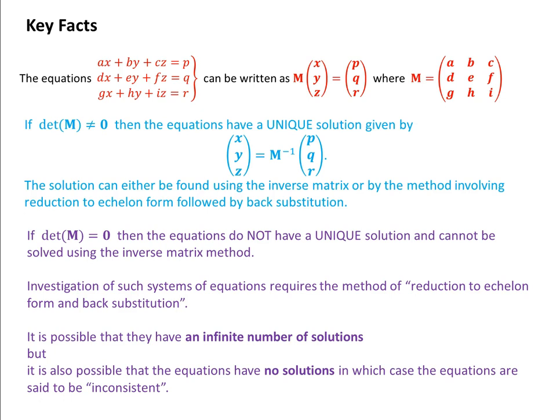If the determinant of the matrix is equal to 0, it's possible that the equations will have an infinite number of solutions, but it is equally possible that the equations will have no solutions at all, in which case we say that the equations are inconsistent.